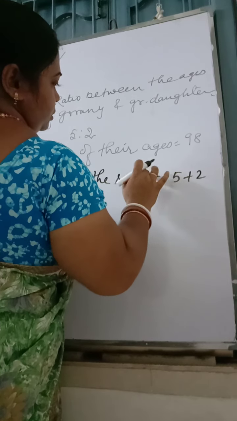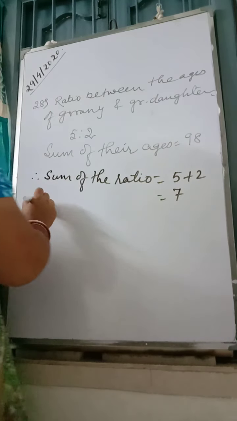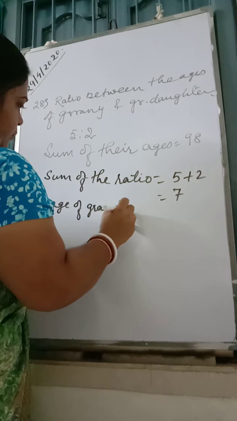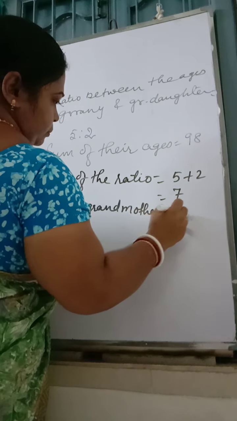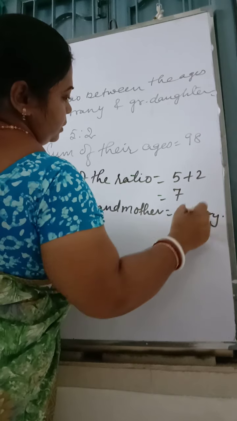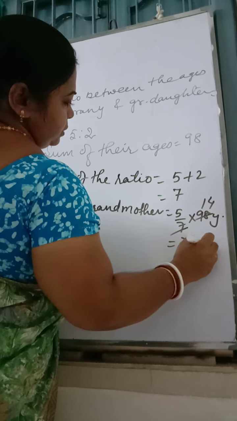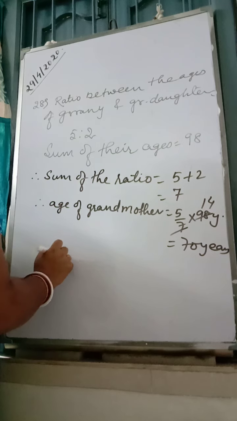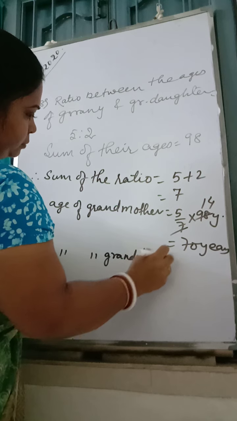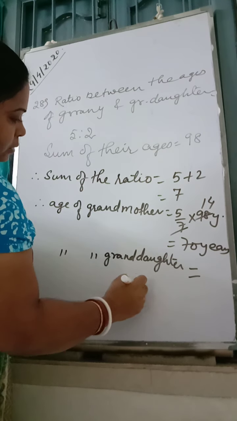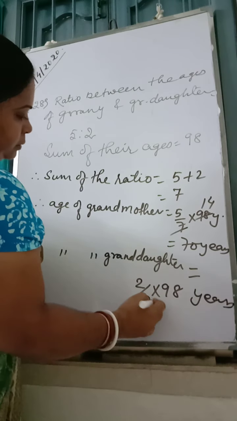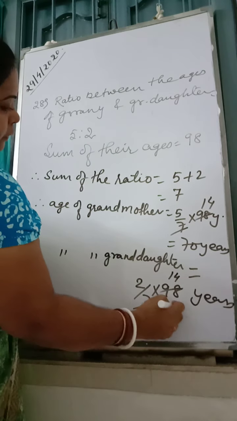therefore sum of the ratio is 5 plus 2, 7. Therefore age of grandma is 5 by 7 into 98 years, 70 years. And age of granddaughter is 2 by 7 into 98 years, 28 years.